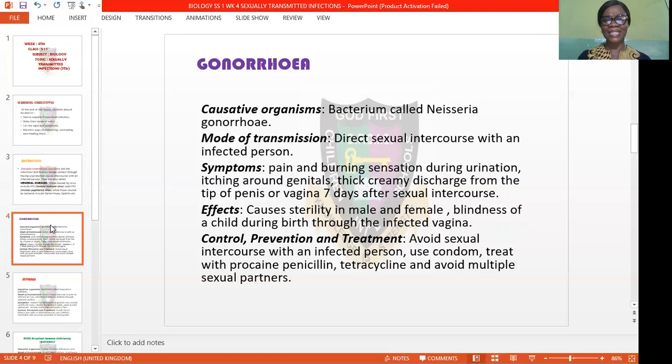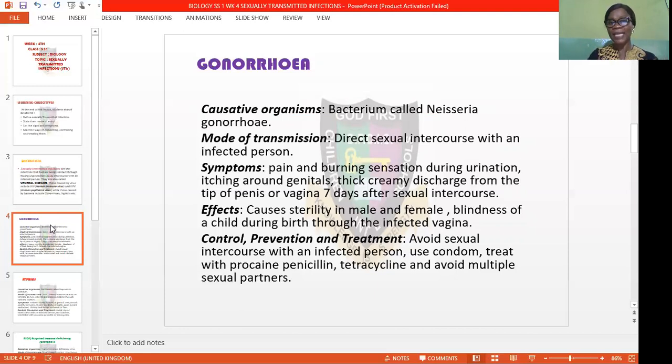What are the signs and symptoms? Firstly, you will notice pain and a burning sensation, especially when you want to urinate. This will be followed by itching around your vagina or the penis area, the one we all refer to as genitals. Sometimes you can see a thick, creamy discharge from the tip of the penis or vagina days after sexual intercourse with an infected person.